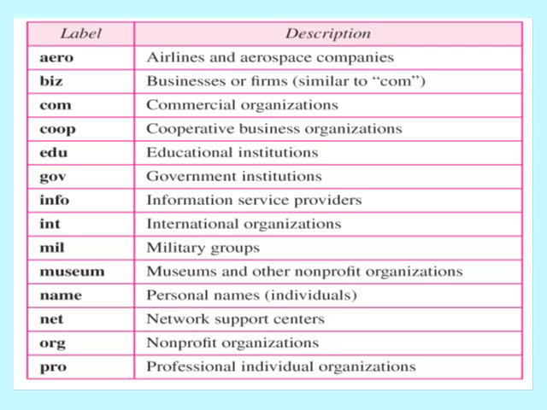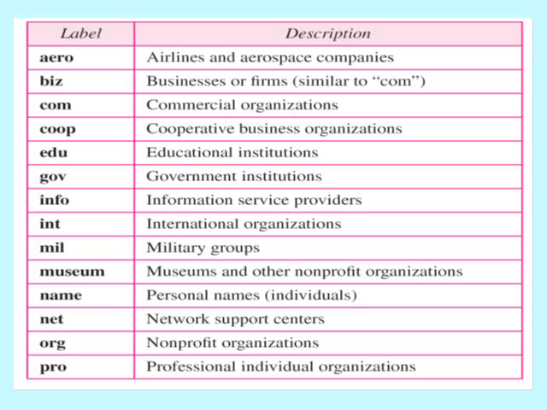In this table there are two columns. In the first column we have the labels already used in the tree diagram from the previous slide, and according to these labels, the table gives the description and purpose of each label. The first label is AERO, used for airlines and aerospace companies. The second is BIZ, used for businesses or firms, similar to COM.